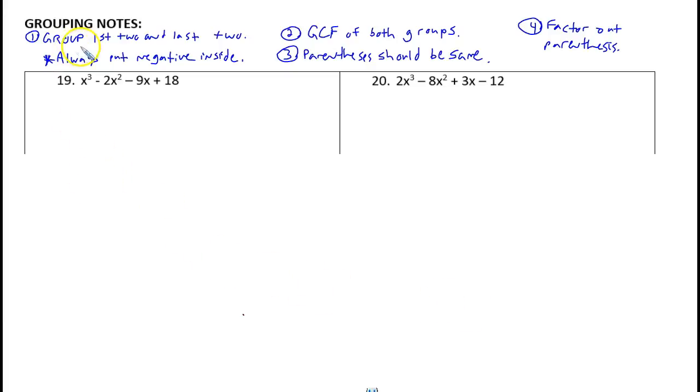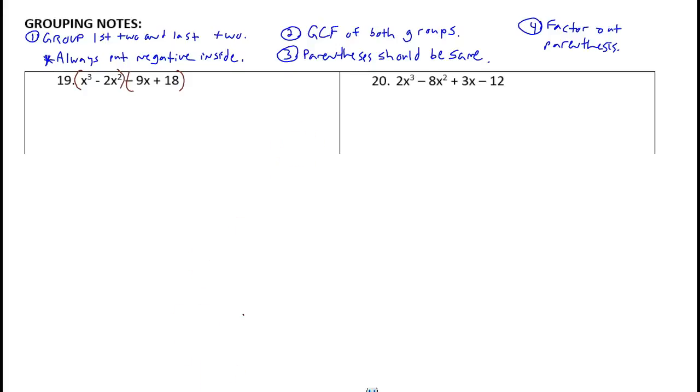First, we're going to group the first two and last two parts together. So once these are in a good order, we're going to try grouping the first part together. So I'm going to put parentheses around that. And we're going to try grouping the second part together, and always put the negative on the inside of this grouping. So when we think about this grouping, we want this negative to be a part of this grouping, okay? Now we are going to find the greatest common factor of both groups.